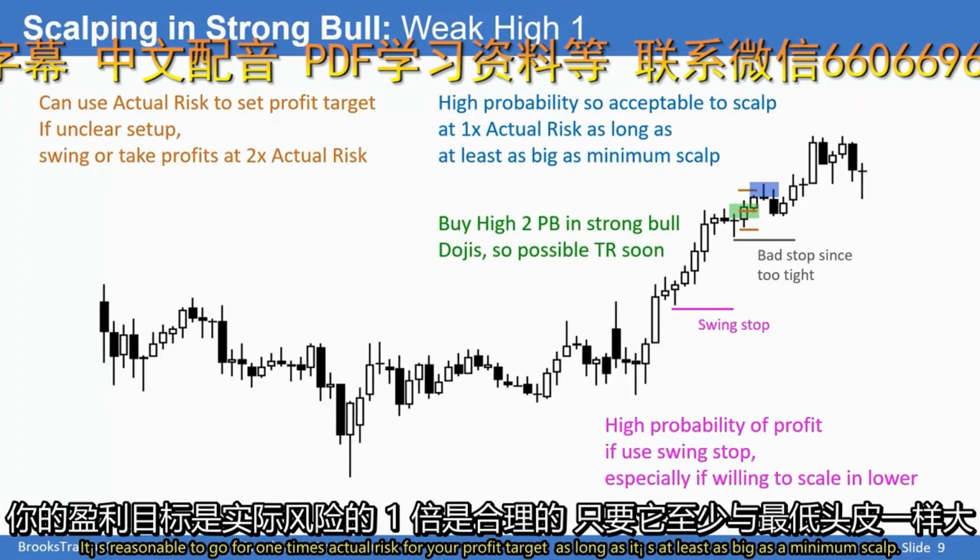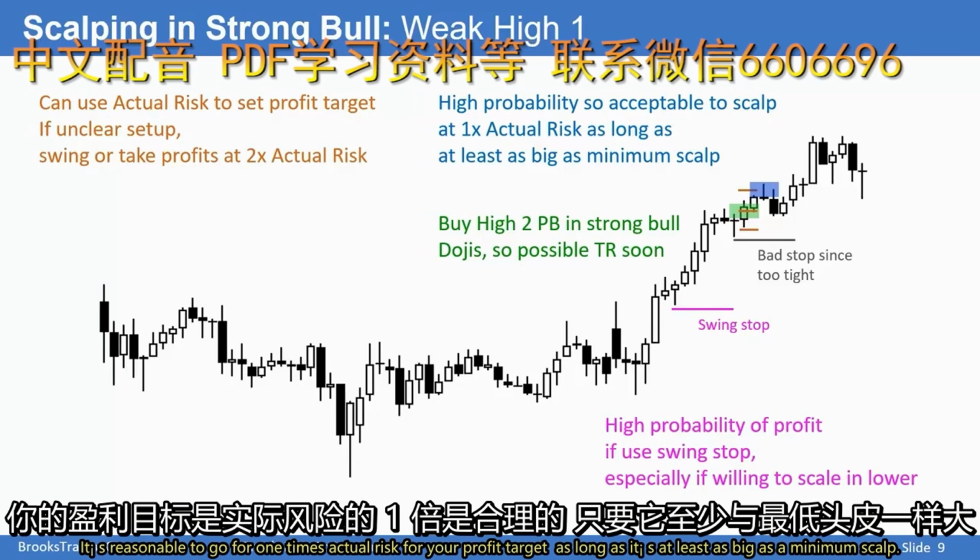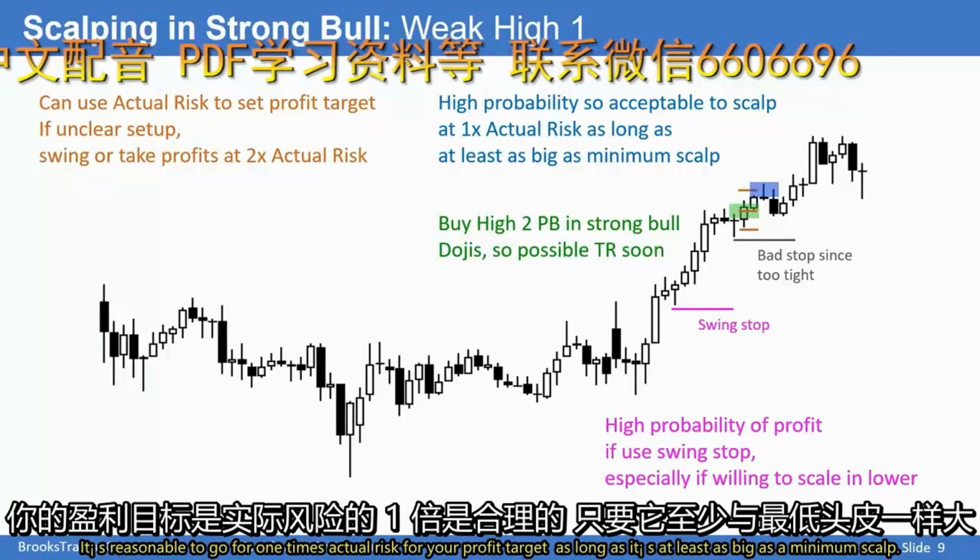It's reasonable to go for 1 times actual risk for your profit target, as long as it's at least as big as a minimum scalp.